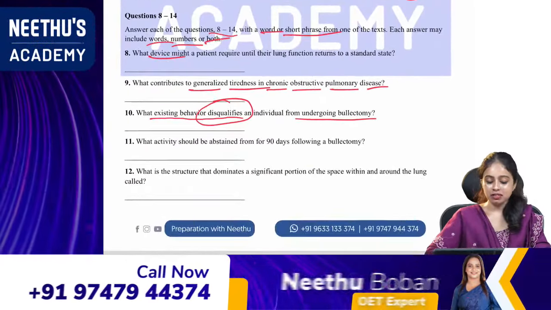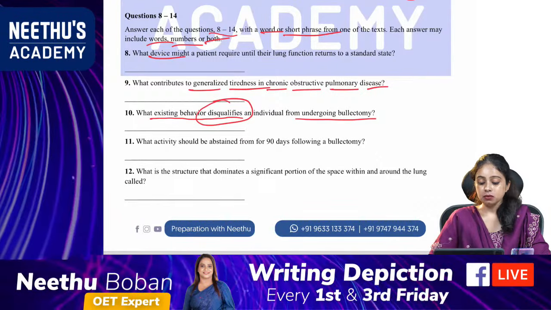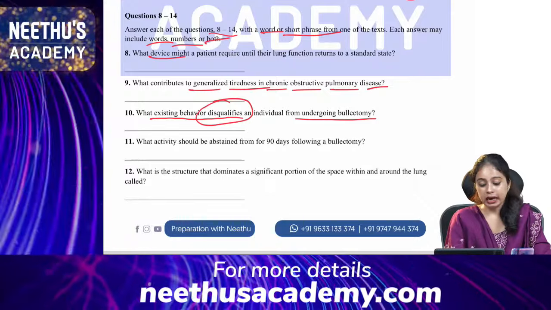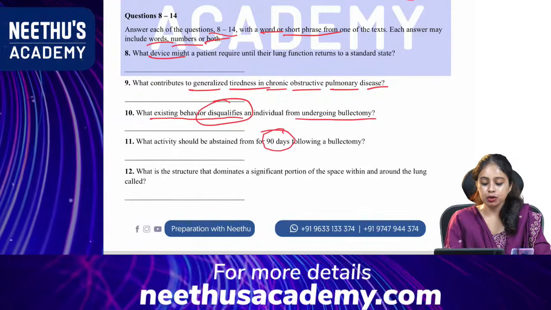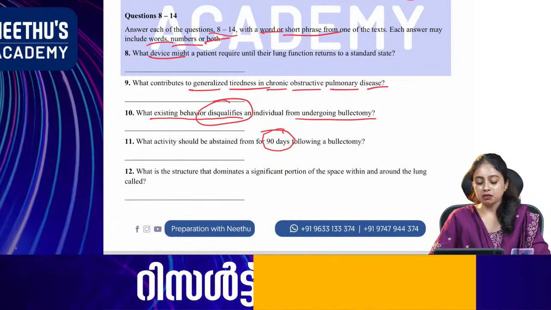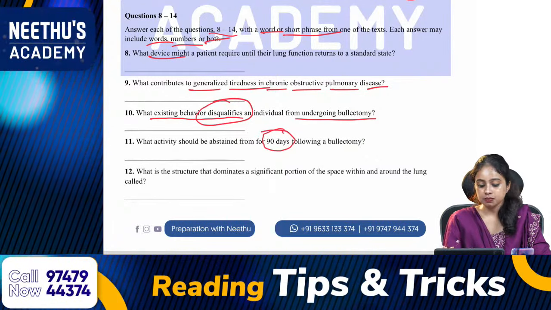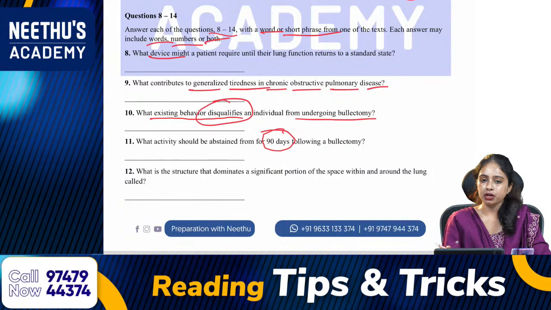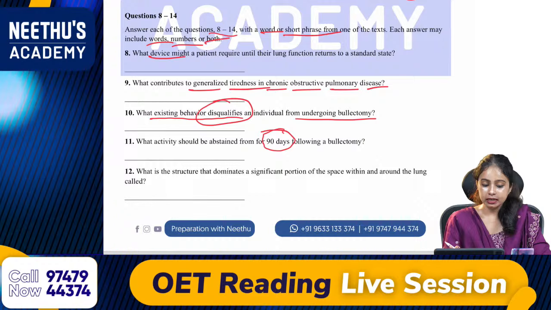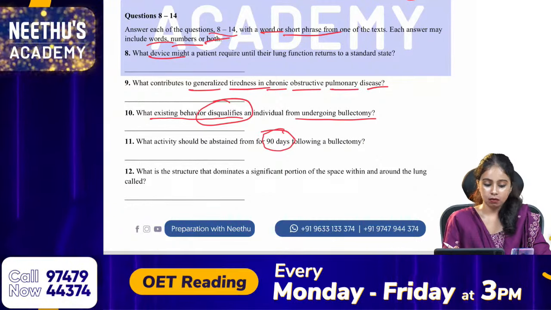Okay, so moving to the 11th question, what activity should be abstained from for 90 days following a bullectomy? As you already know, you have to mark all the numbers and everything. Maybe years, days, so whatever it is, 90 days is mentioned in which text? Any idea? Maybe in the form of weeks, months or whatever, 90 days. It's not air travel, dear. It's tobacco use from text D.